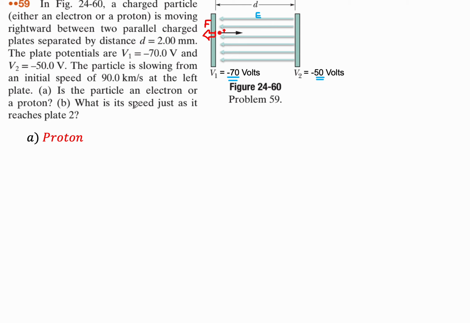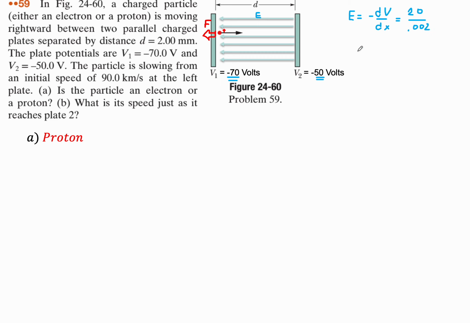Question B, what speed does it have when it reaches this? Now, a couple of quick notes on this one. You could actually use kinematics, regular motion, to solve it. Why? We can actually calculate the electric field. It would be negative dV over dx. In this case, we know the voltage difference is 20 volts, and the distance between the two plates is 2 millimeters. So you could figure out the electric field just by doing that.